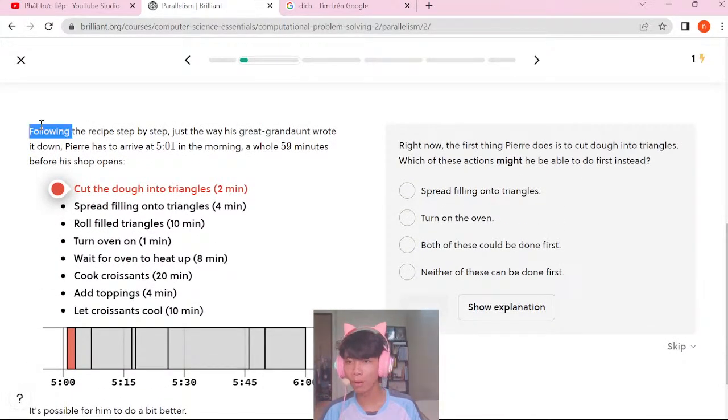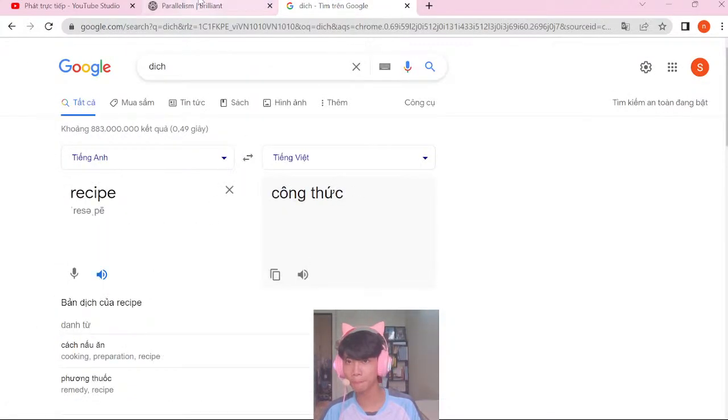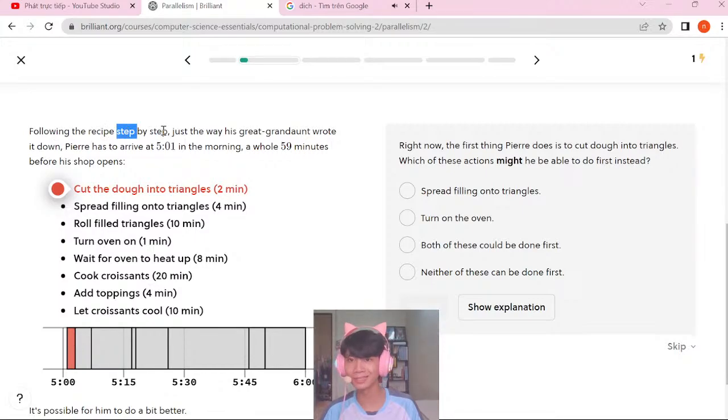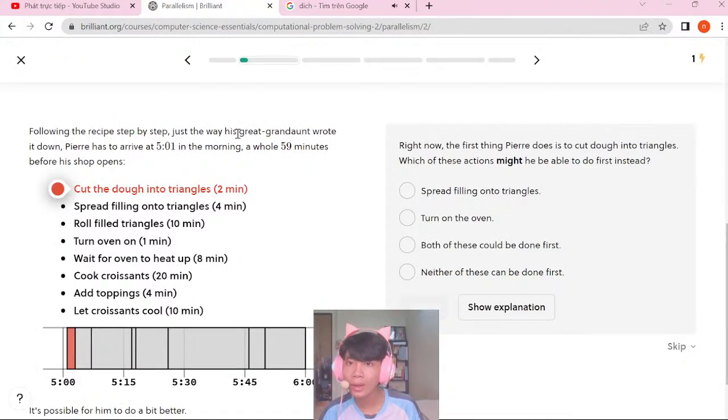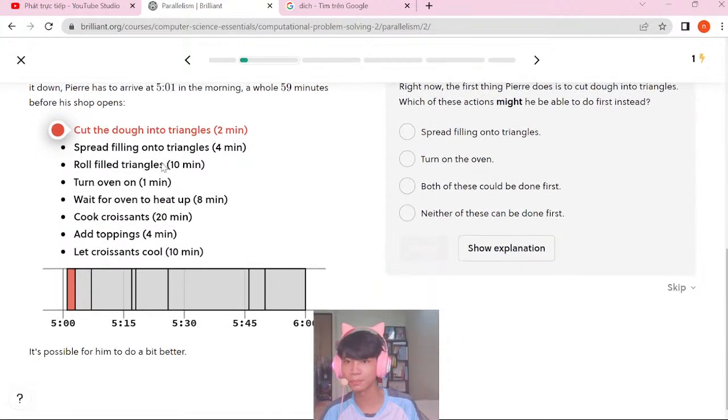So here, following the recipe step by step, just the way his great granddad wrote it down, Pierre has to arrive at 5:05 in the morning, a whole 59 minutes before his shop opens.